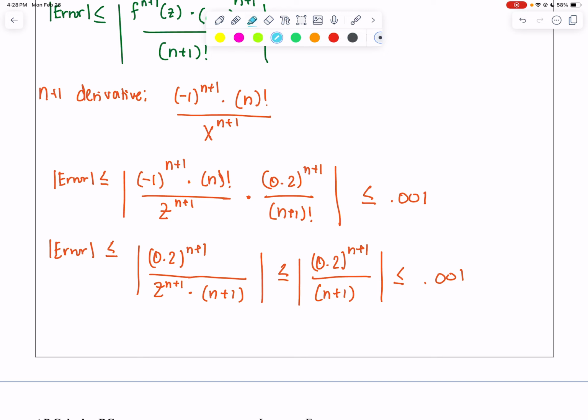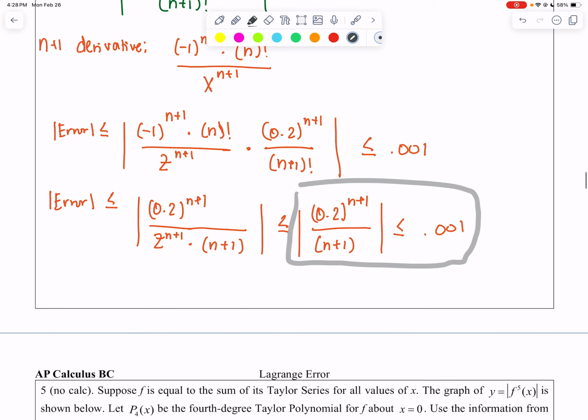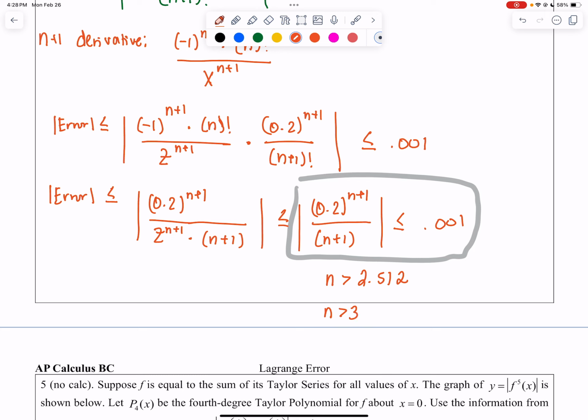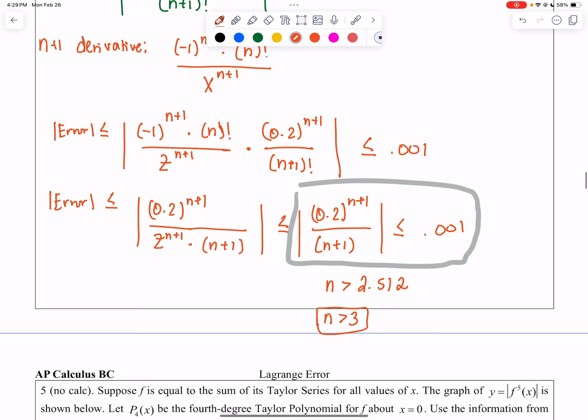I'm going to focus on this now just because now I could technically solve for n and find out what my value of n is. In this case, if you were to use the handy-dandy calculator on this, you're going to get n is greater than 2.512, which means that n has to be greater than 3 for our error to be less than 0.001. So that we get that.